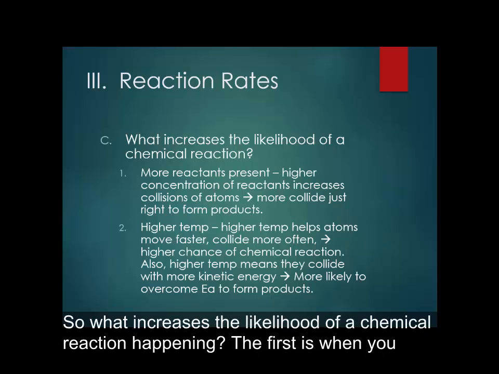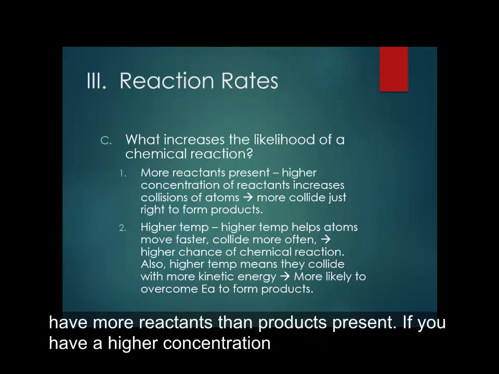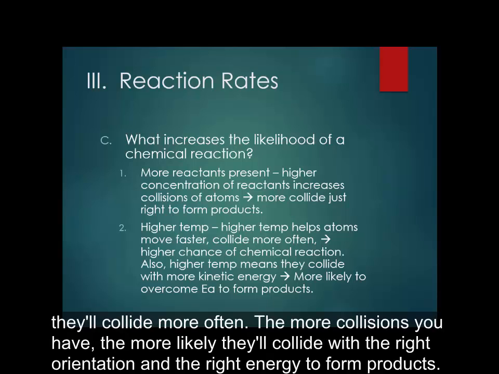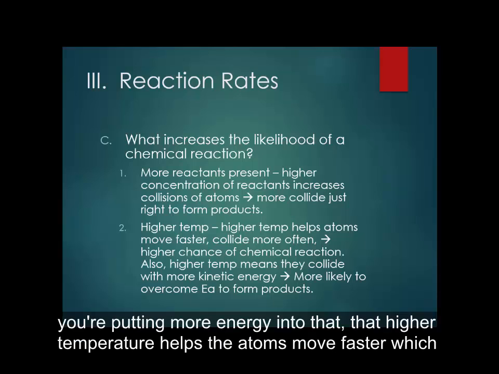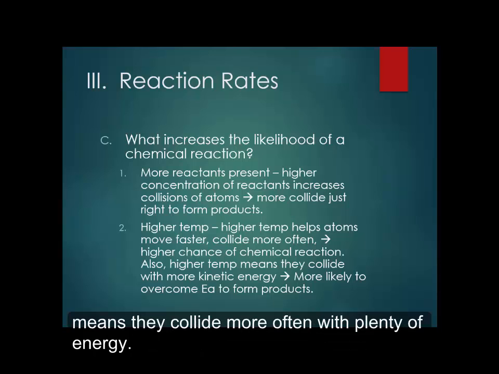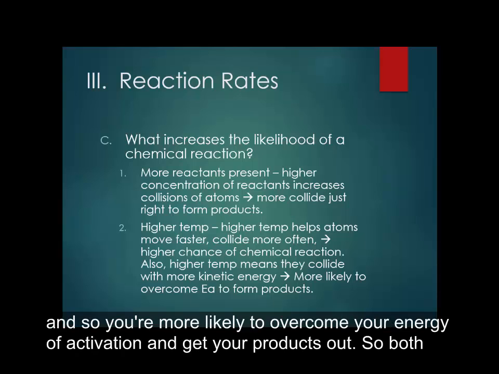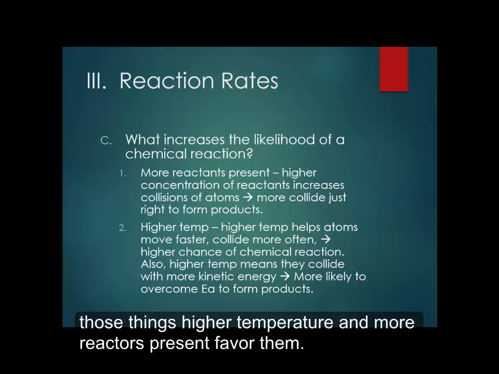So what increases the likelihood of a chemical reaction happening? The first is when you have more reactants present. If you have a higher concentration, they'll collide more often. The more collisions you have, the more likely they'll collide with the right orientation and the right energy to form products. If you have a higher temperature, you're putting more energy into that. That higher temperature helps the atoms move faster, which means they collide more often with plenty of energy, and so you're more likely to overcome your activation energy and get your products out. So both those things, higher temperature and more reactants present, favor the reaction.